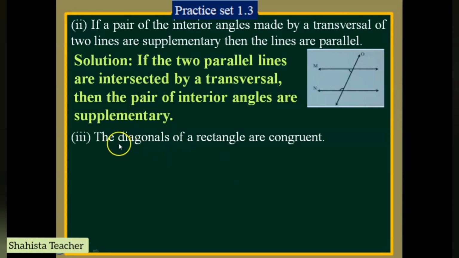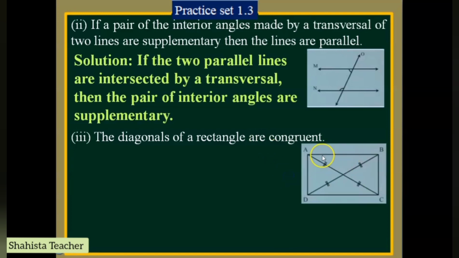Now the last sub question: the diagonals of a rectangle are congruent. Here you can see a rectangle, and inside this rectangle two diagonals are given, AC and BD, and they are congruent with each other. So here we will write a statement like this. A rectangle is a shape of quadrilateral, a part of quadrilateral.